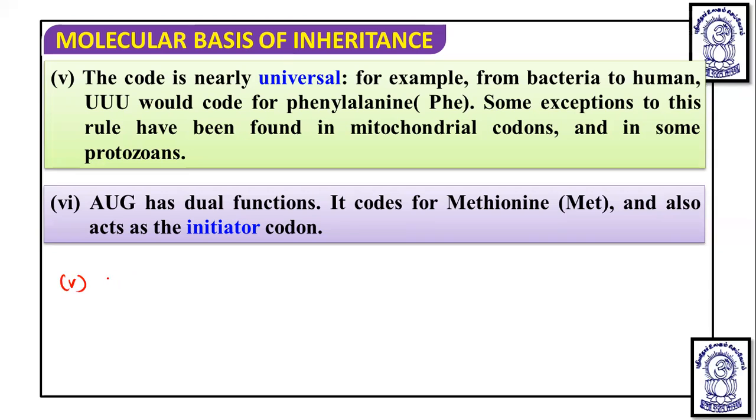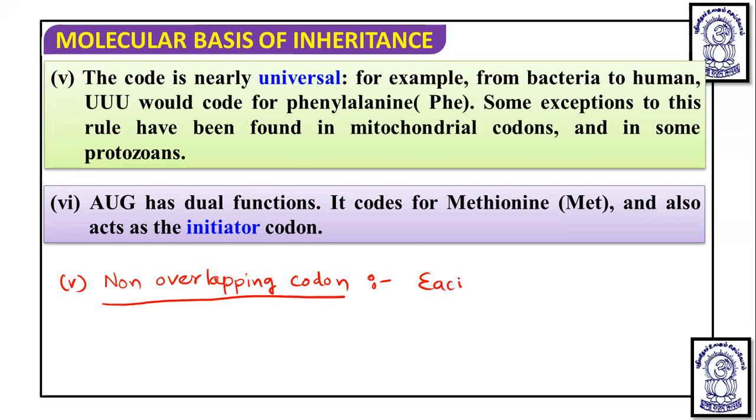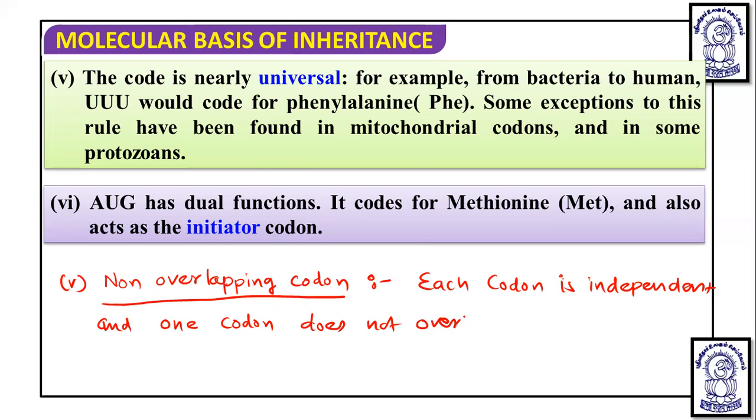And the fifth property is non-overlapping codon. Non-overlapping codon means each codon is independent and one codon does not overlap the other codon. Now what does this mean?